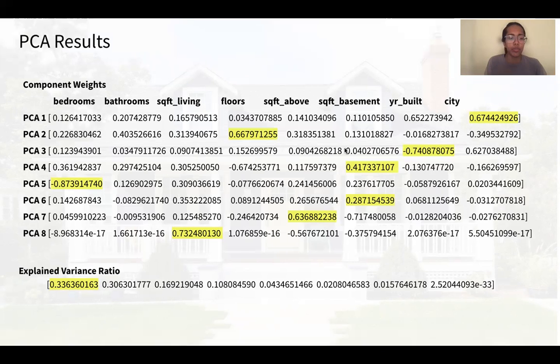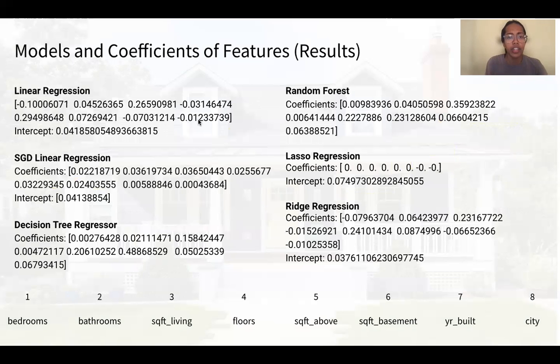These are the PCA results. We can see the explained variance ratio. For the first one, we see that the first PCA explains 33.6% of the ratio. I've also highlighted the features that corresponded to the highest variance explained per PCA. So we can see that the 8th feature had the highest variance for PCA 1. And so these were the models and coefficients of the features. And so just wanted to show this here.